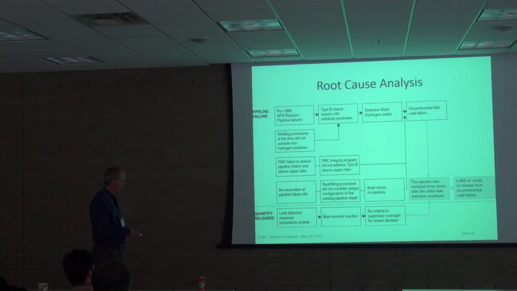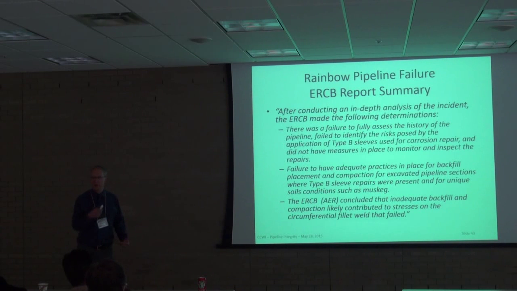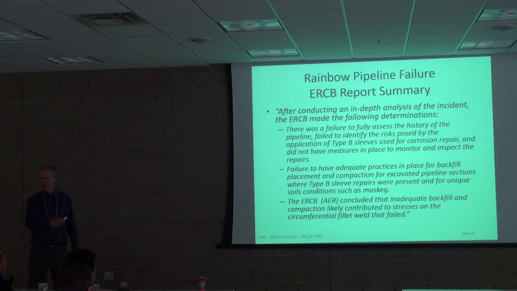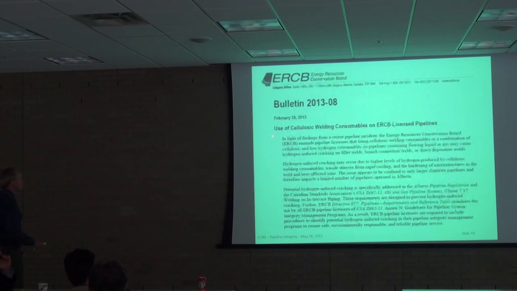There were other issues too about leaks here, but it's a combination of circumstances that ended up in these kinds of failures. So the big thing, when you're looking back over the history, is that they failed to assess the history and allowed inadequate backfill. So you end up with a combination of things that lead to these kinds of failures.